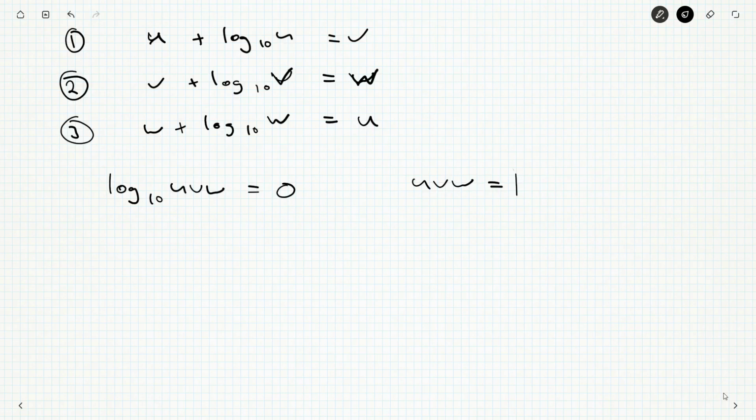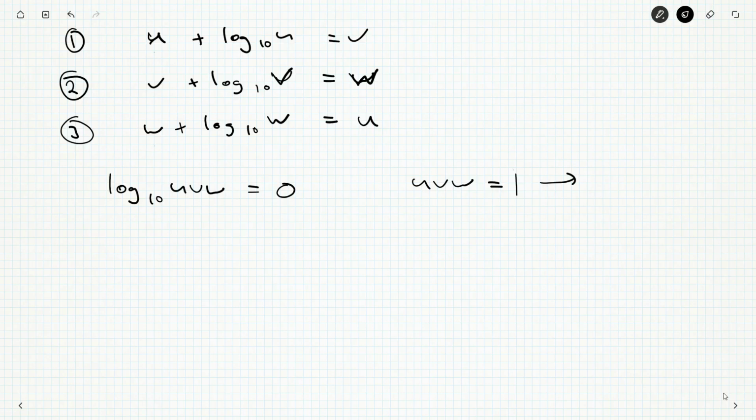Can v be 1? If v is 1, then we'd have 1, and then log of 1 is 0, so w would have to be 1, and u would have to be 1. So if they're all 1, that works. Okay, so that's a solution. Not a very inspired one, but there might be more that we would have to figure out.